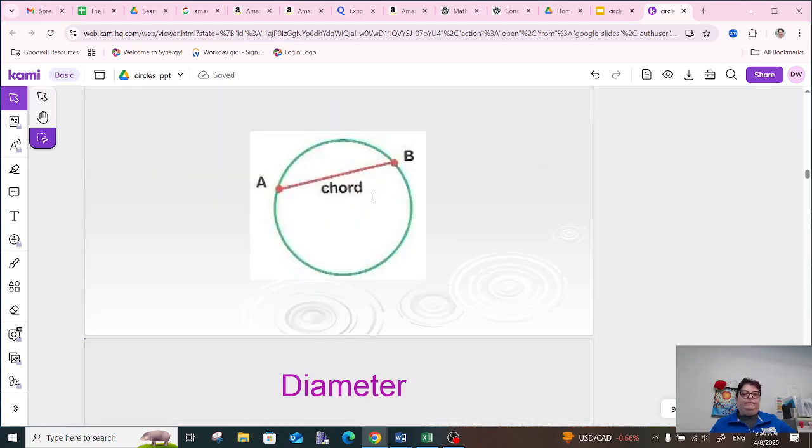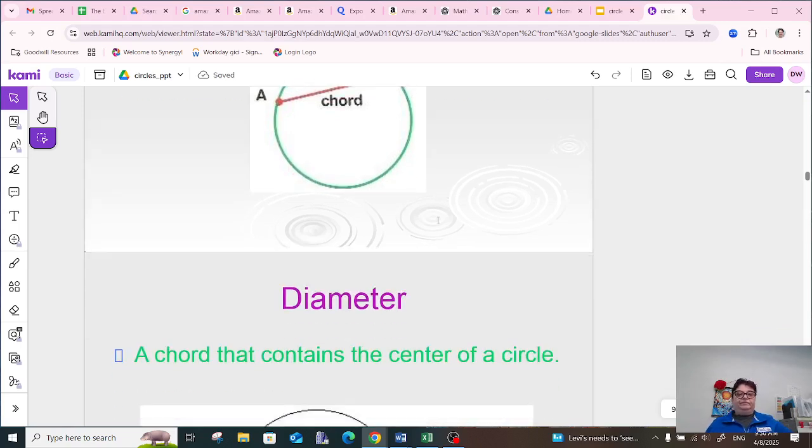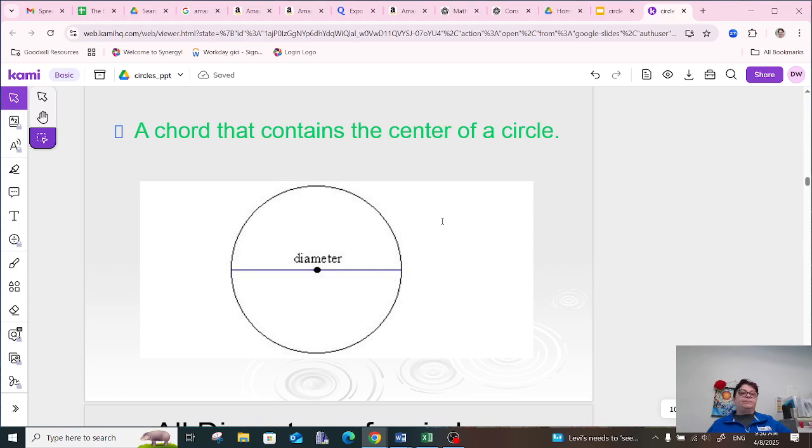Okay. Now, a chord is a segment whose endpoints are on the circle. So we see we have a chord. You drew a chord, did you not? Now, a diameter is a special chord. So we can call it a diameter, but we could also call it a chord. But it's also the longest chord in a circle. It's going to be the longest one because it's going through the center of the circle. How many diameters are in a circle?